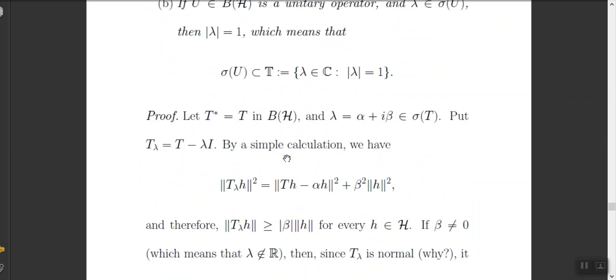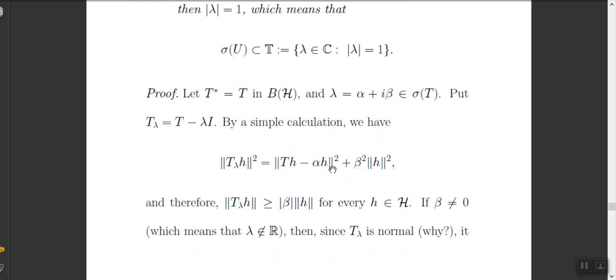Here I said by a simple calculation we can show this, but actually the calculation is quite long, so I'm going to skip it. Do not worry, in the exam I will not ask you, but at least bear in mind, if you had time you can show this. So by some calculation we have the norm of T lambda h squared equals the norm of Th minus alpha h squared plus beta squared times the norm of h squared.